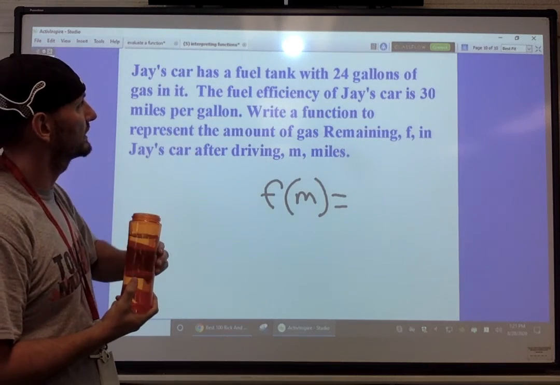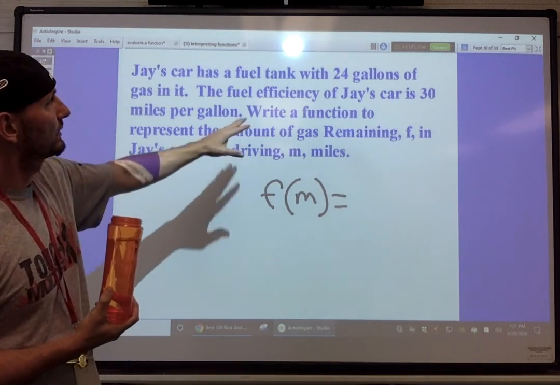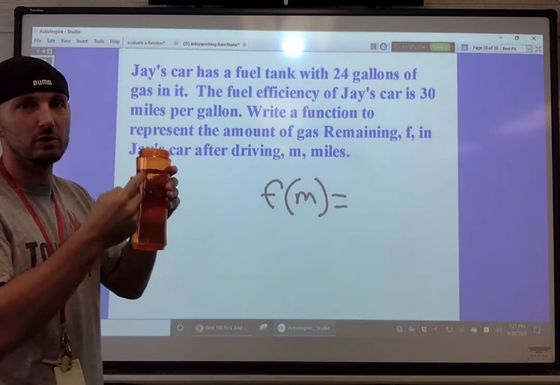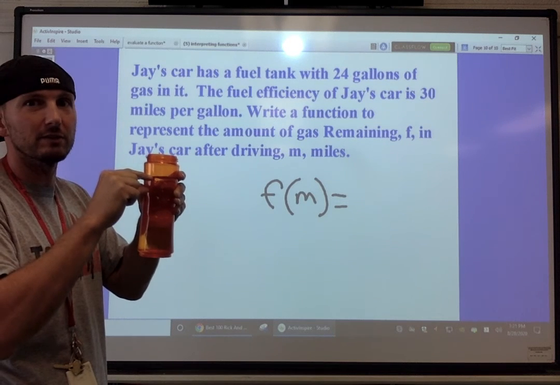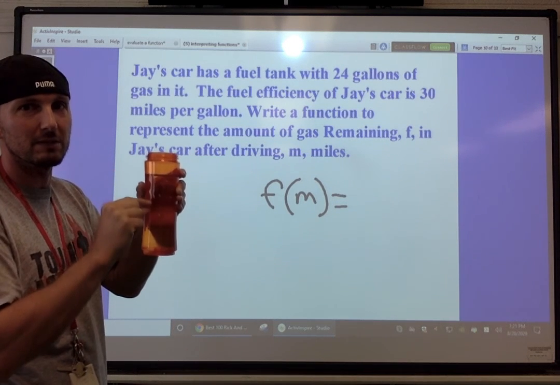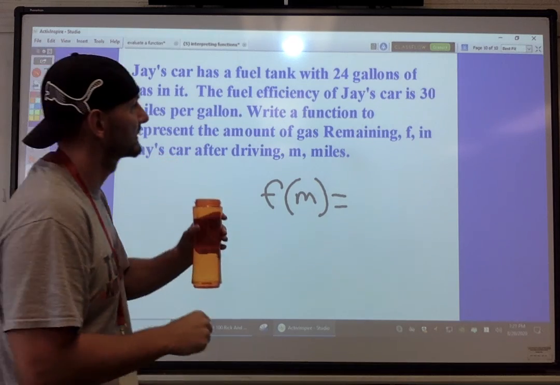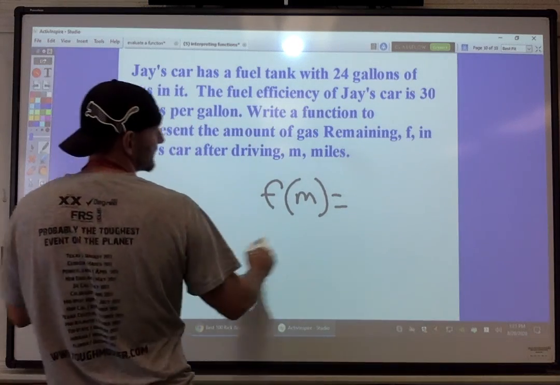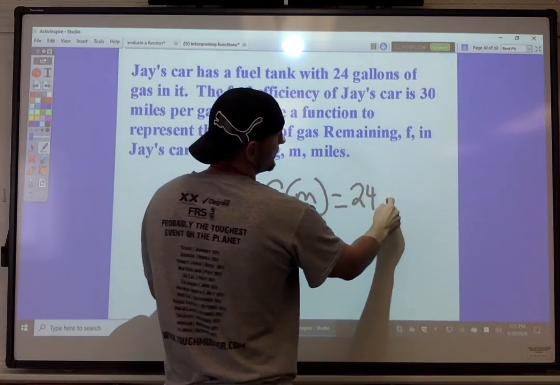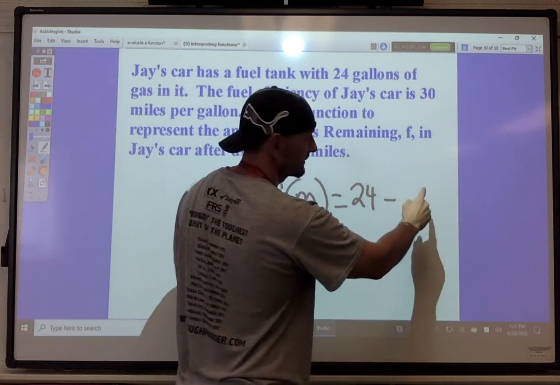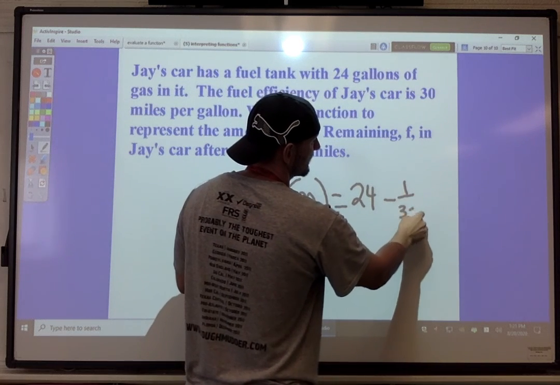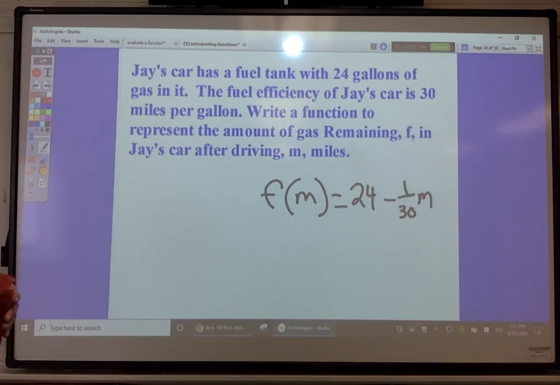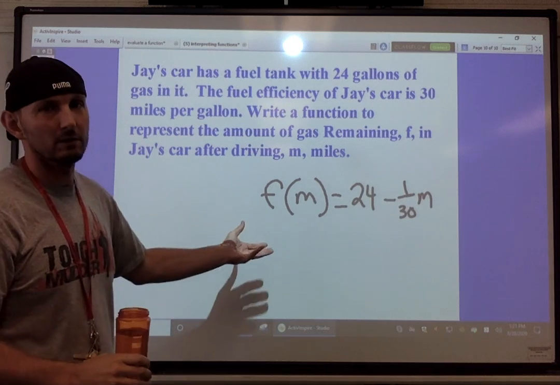So you have 24 of these, and your fuel efficiency is 30 miles per gallon. So after 1 mile, have you used this whole gallon, or have you used a fraction of it? You use a little bit. So each mile, you're using a little bit of a gallon. So we start with 24 gallons, and we're using it at a rate of 1/30th of a gallon every mile. And there's your final answer.